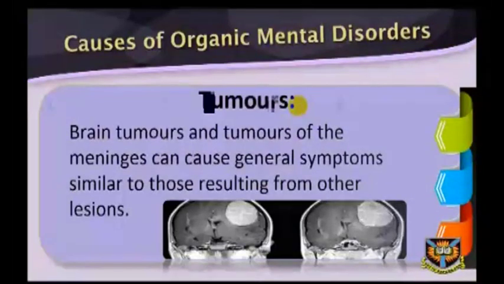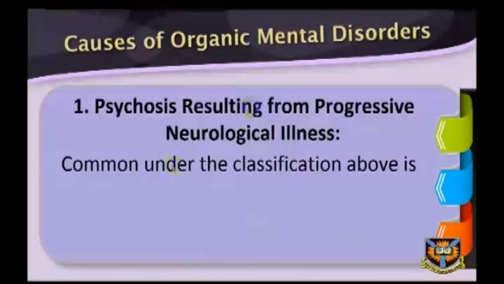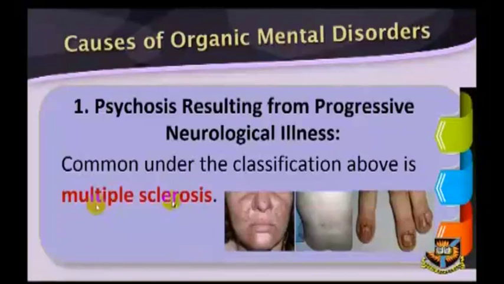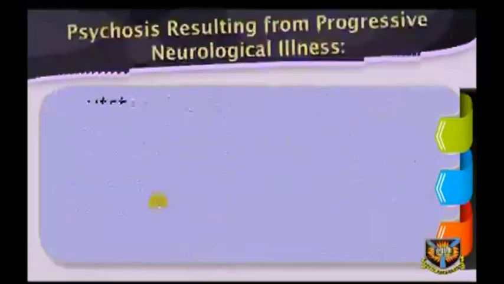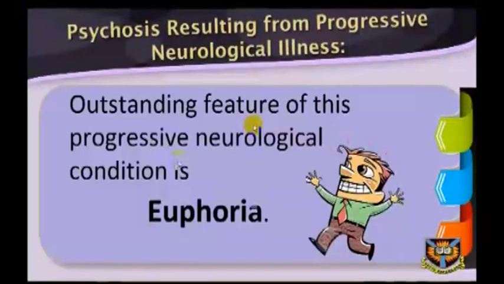Psychosis resulting from progressive neurological illness. Common under this classification above is multiple sclerosis. Outstanding feature of this progressive neurological condition is euphoria. Depression is also common, and eventually there is a progressive intellectual impairment.